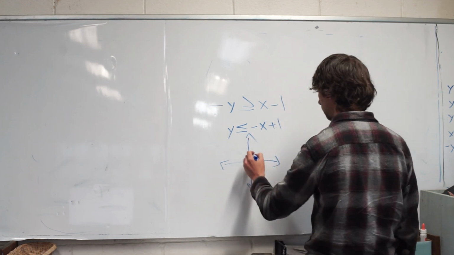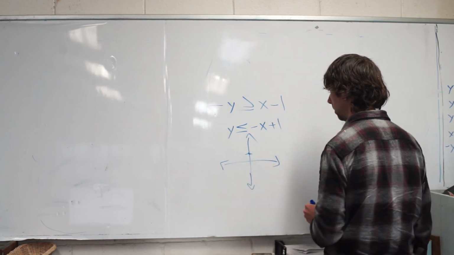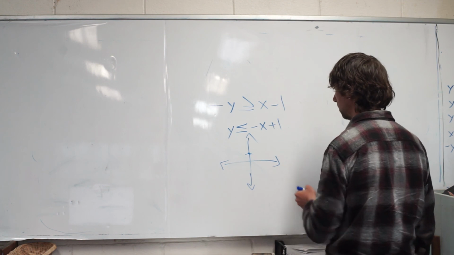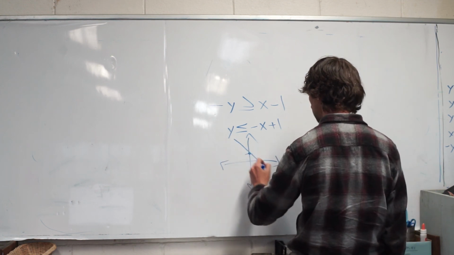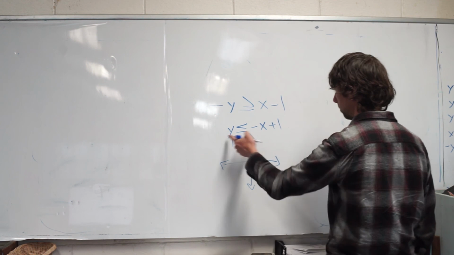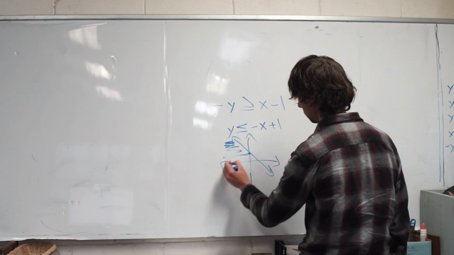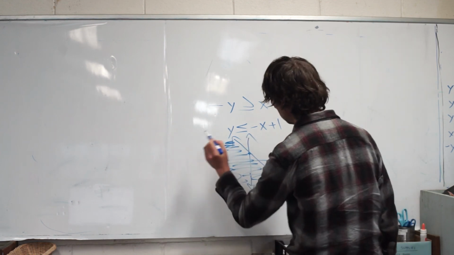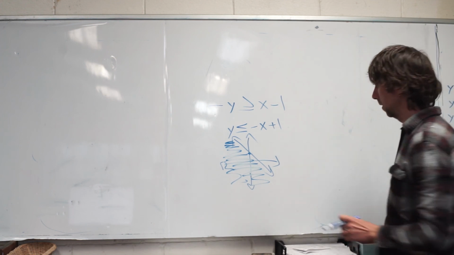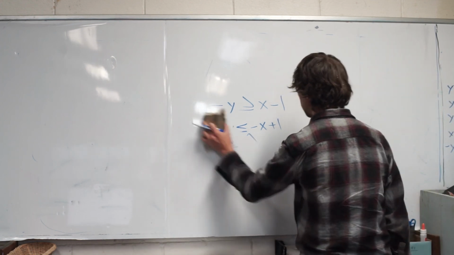Okay, so we're going to start at +1, less than or equal to, so it's a solid line, negative slope, looks almost just like the last one. And then we're shading below the line, because y is less than, which makes it true. Looks like that. Cool. Hope that makes some sense.